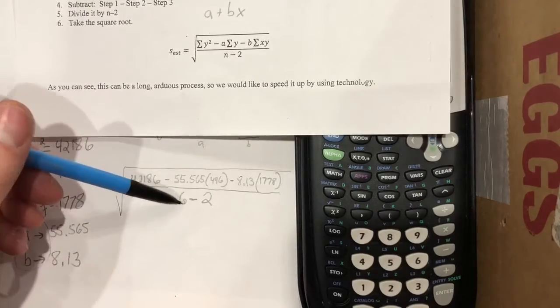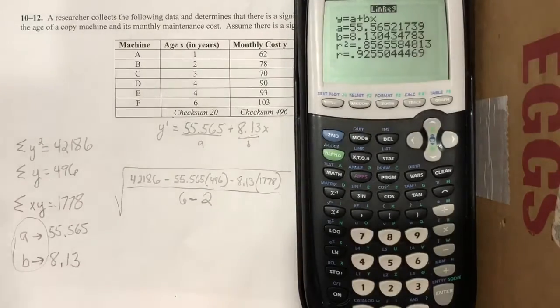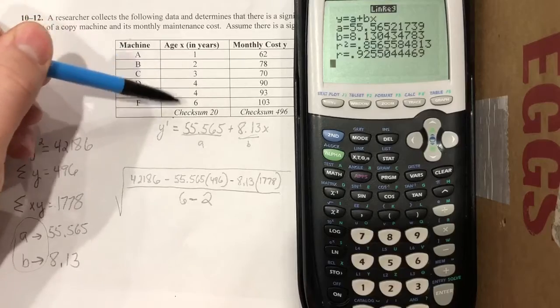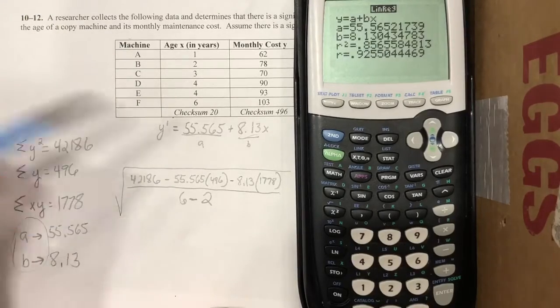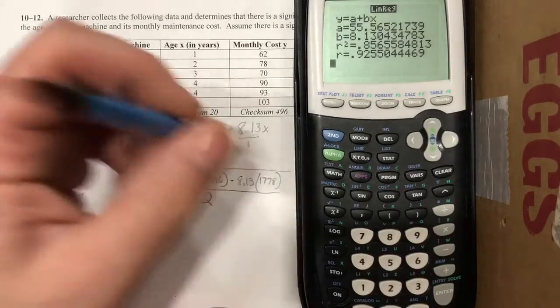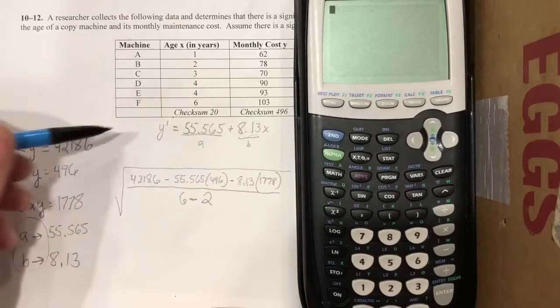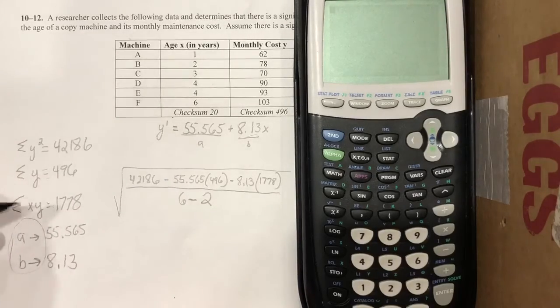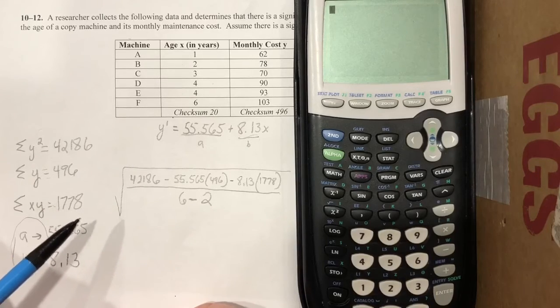Now again, it's 6 because in our data, if you look, there's 1, 2, 3, 4, 5, 6 pieces of data. So that's why it's 6 minus 2. Then you start to calculate. Be careful about calculating the top here. Make sure you do your multiplication first, then your subtraction. Or if you're going to punch it all in at once, make sure you use appropriate parentheses.